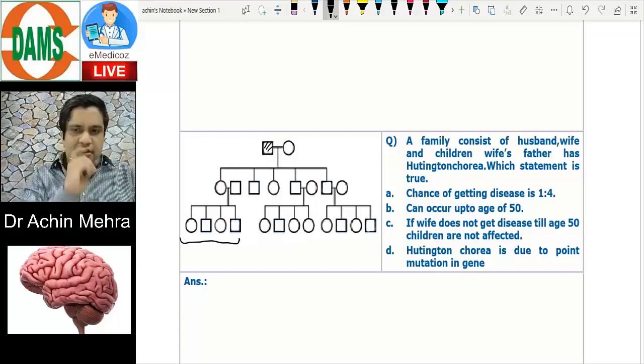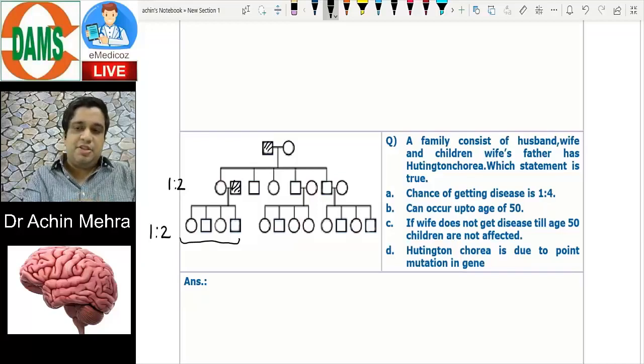We have already done this question in the class. Let's revise it fast. If one of the parents is affected, then in the subsequent generation the chance of getting the disease is 1:2. If the mother gets affected, then again in the subsequent generation the chance becomes 1:2, not 1:4 at any time.